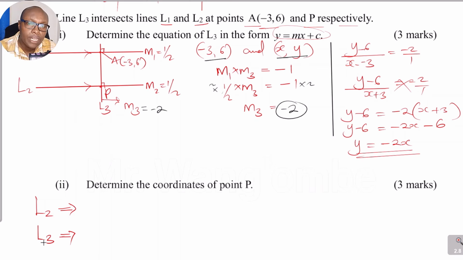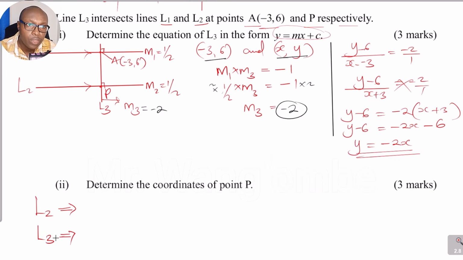So how do we get the point of intersection? We will get the point of intersection by simply equating the y functions of the two equations of straight lines, or simply solving the equations of line 2 and line 3 simultaneously. That will give us the point of intersection, that is P of the two lines.